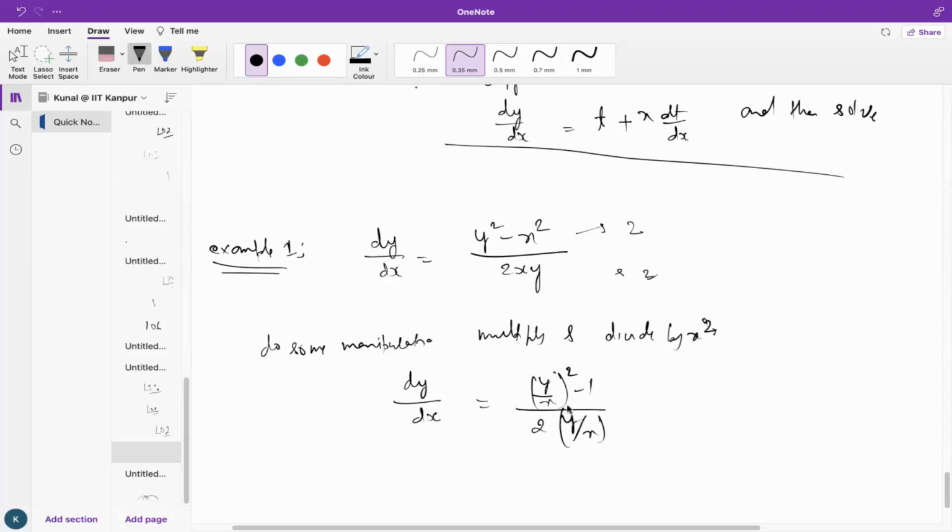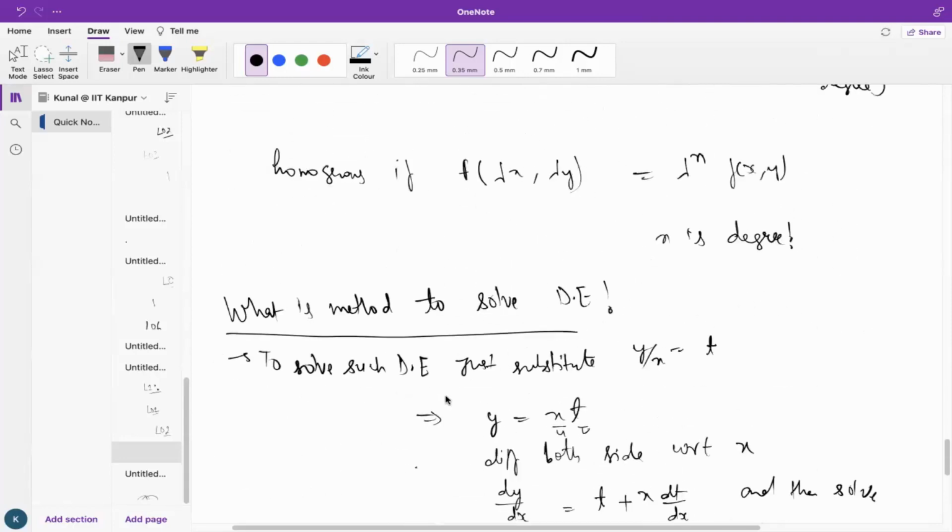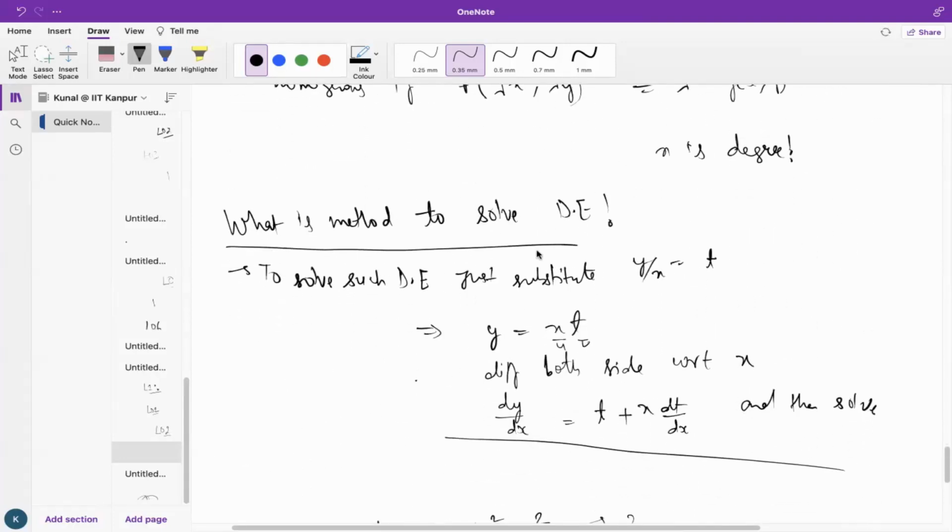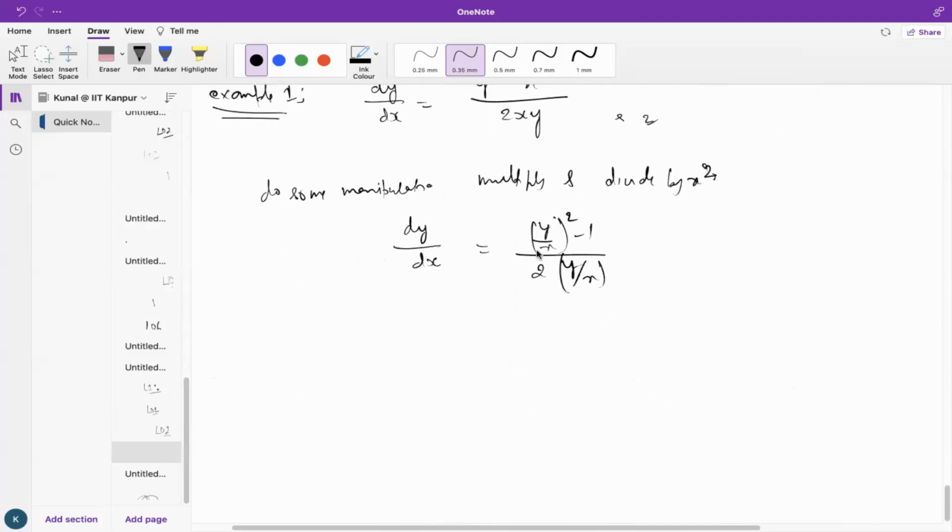Okay, and now basically you have to just follow the steps. सो अपनी स्टेप्स को देखते हैं एक बारी. सो हमें क्या करनी है, जस्ट हमें y इक्वल टू x t पुट कर देना है. So substitute y is equal to xt and then what you have to do, differentiate both sides with respect to, किसके रिस्पेक्ट में करनी है, x के. So what we'll get, dy by dx is equal to t plus x dt by dx.